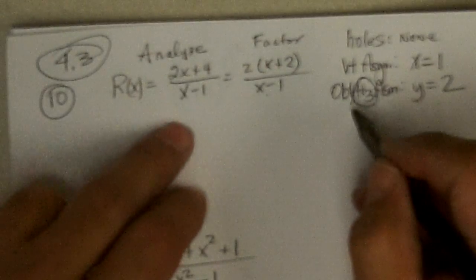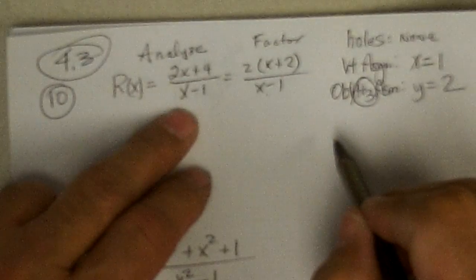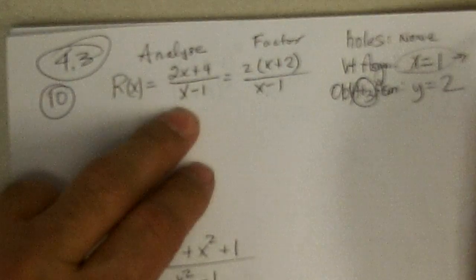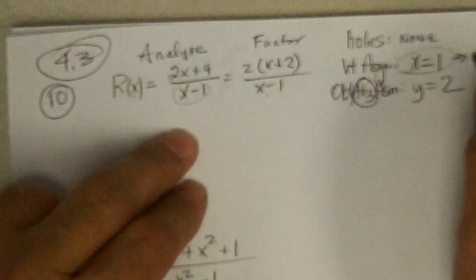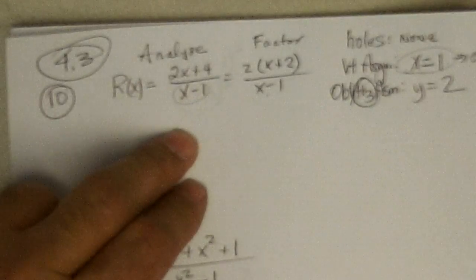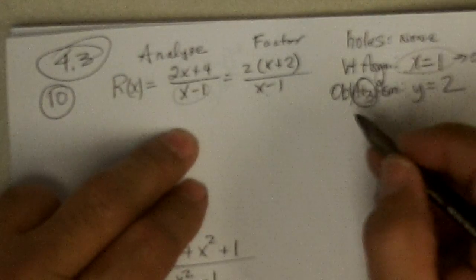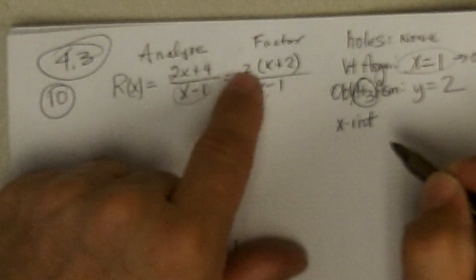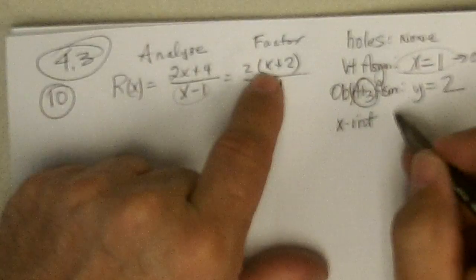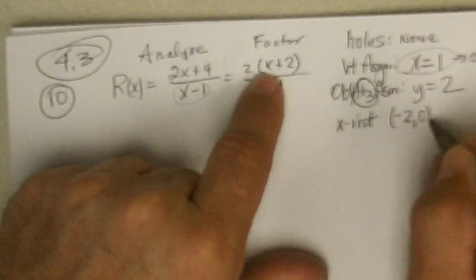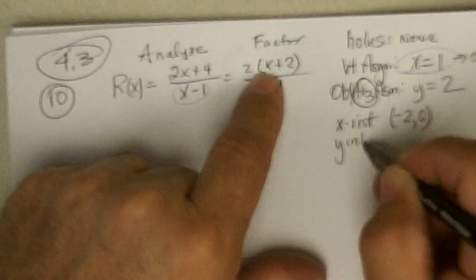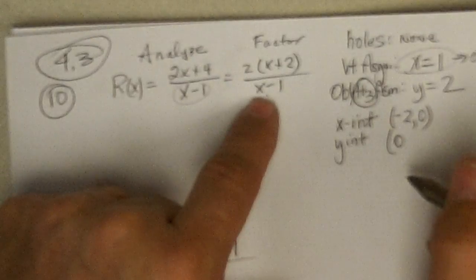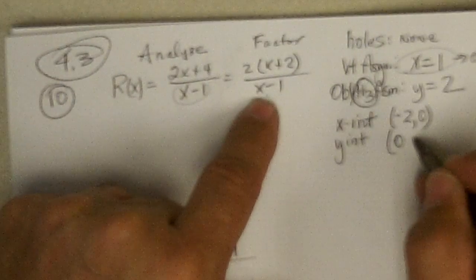And then we find the x-intercept. Oh, we should do the behavior at the vertical asymptote first. Since it's a single factor, they go in opposite directions on either side of that. And then the x-intercepts, which means what makes the numerator 0, and that would be -2. And then the y-intercept by putting in 0 for x, so that'd be 2 times 2 over -1, which is -4.